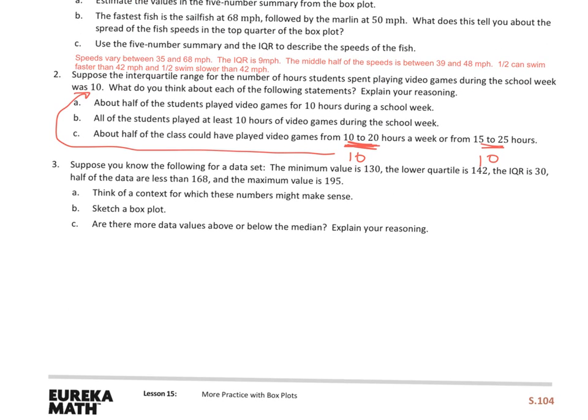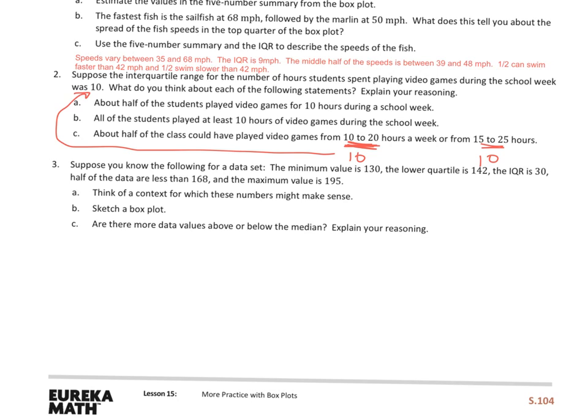So let's go to 3. Suppose you know the following for a data set. The minimum value is 130. The lower quartile is 142. The interquartile range is 30. Half of the data are less than 168, and the maximum is 195.